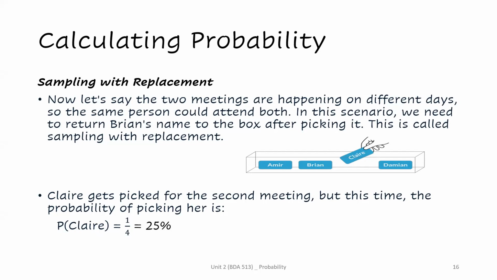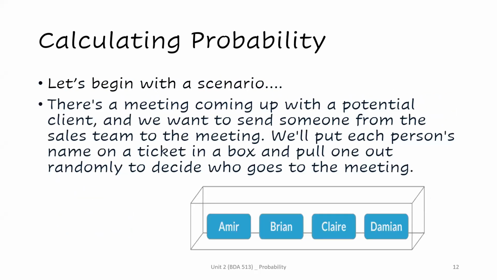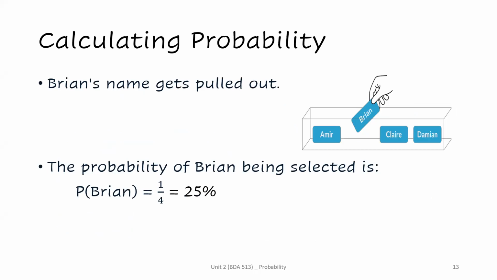So let me go over it. We have 4 guys: Emil, Brian, Claire, and Damien. We are going to meet a client on a particular day, and we want to choose Brian. The probability of choosing Brian is 1/4, because we are picking Brian out of 4 salespeople.